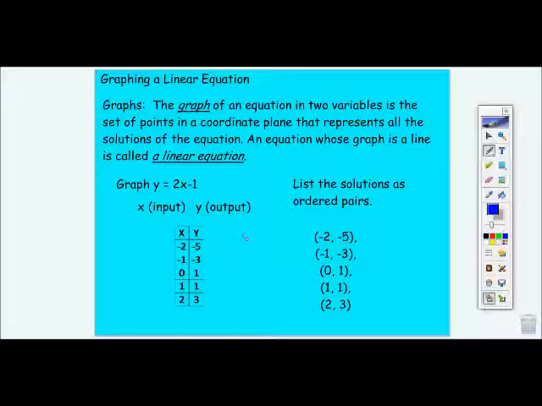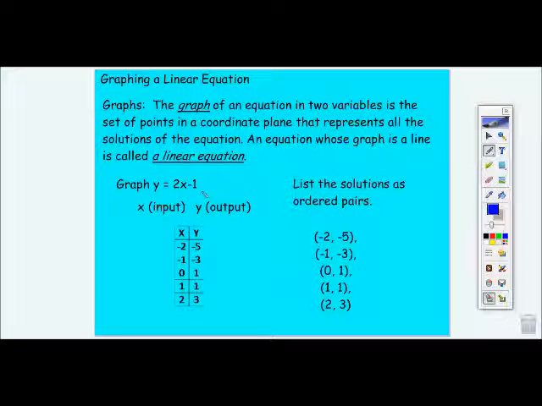So, graphs. The graph of an equation in two variables is the set of points in a coordinate plane, or a grid, that represents all the solutions of the equation. An equation whose graph is a line is called a linear equation. So here we have our graph. What they want us to graph is y equals 2x minus 1.